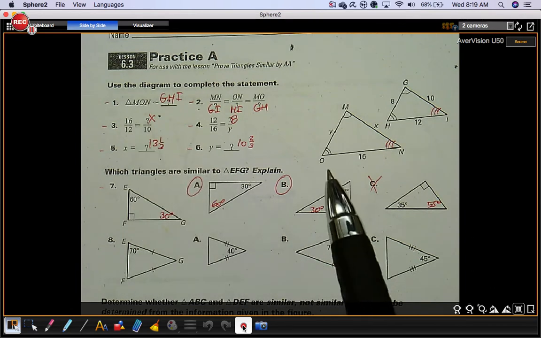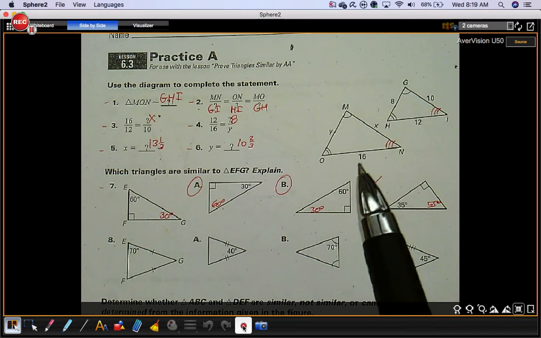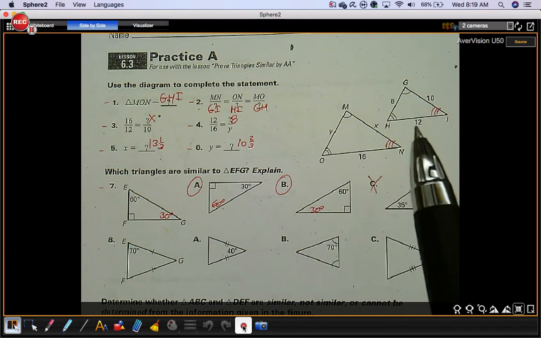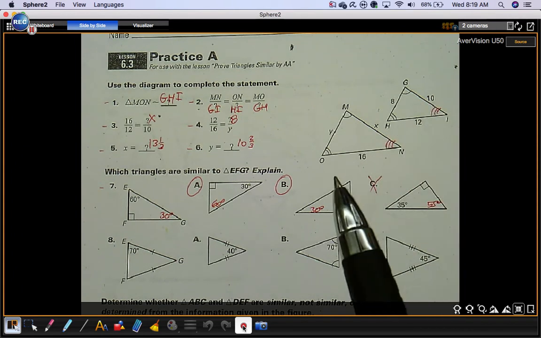Number 3, we're writing a proportion, 16 to 12. These are corresponding side lengths. That must be the same thing as x to 10. 16 to 12 equals x to 10.